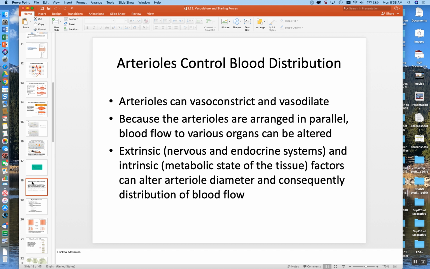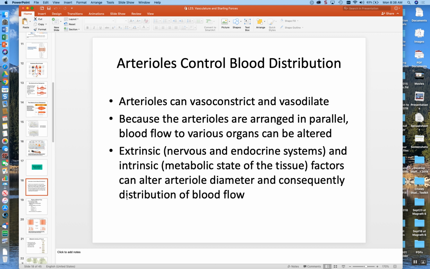That includes the nervous system, like the sympathetic nervous system, or the endocrine system, many different hormones like vasopressin or angiotensin. We're not going to get to that until we talk about the kidney, but these are hormones that can actually cause vasoconstriction. Vasopressin, angiotensin, even the name suggests vasoconstriction.